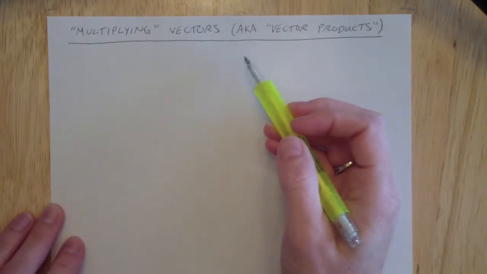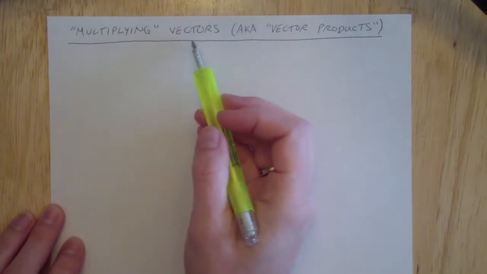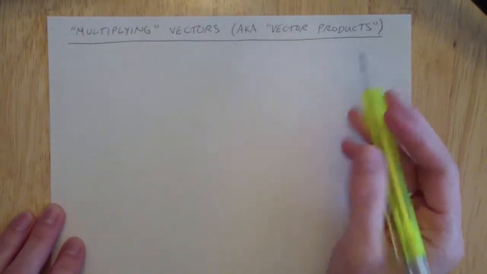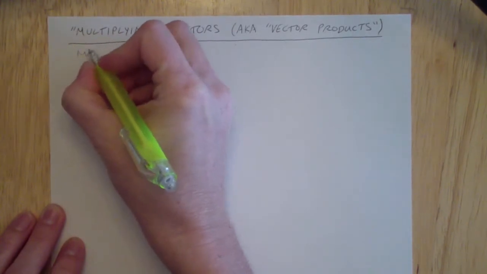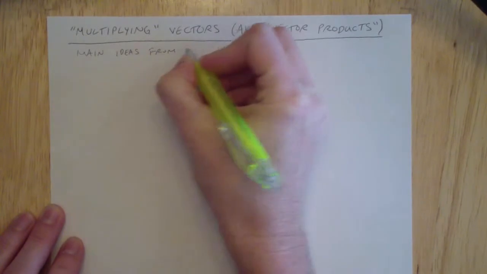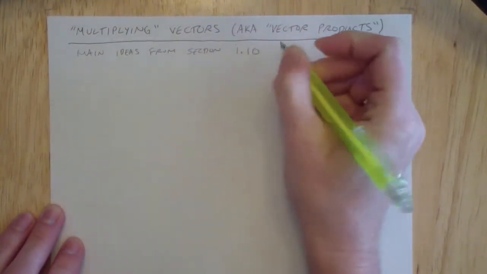In this video, I'm going to be talking about the ways in which we can so-called multiply vectors. More commonly, these are referred to as vector products. I'm going to be highlighting the main ideas from section 1.10 of your textbook.